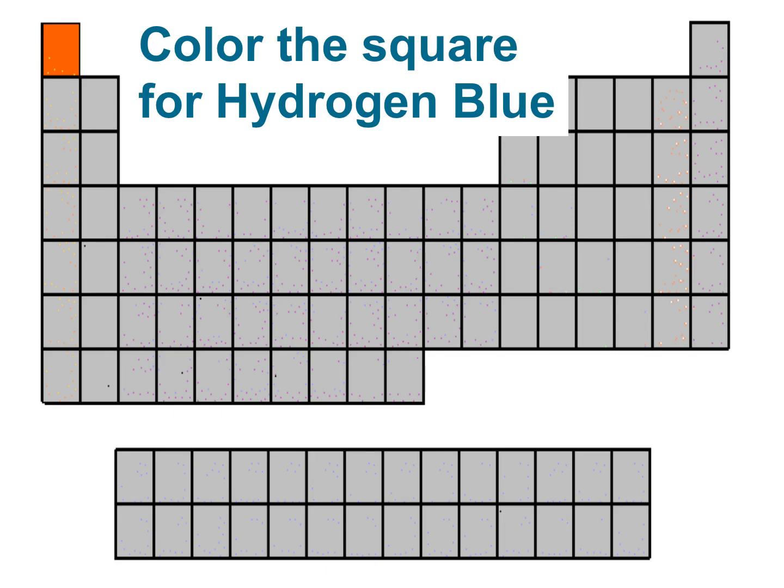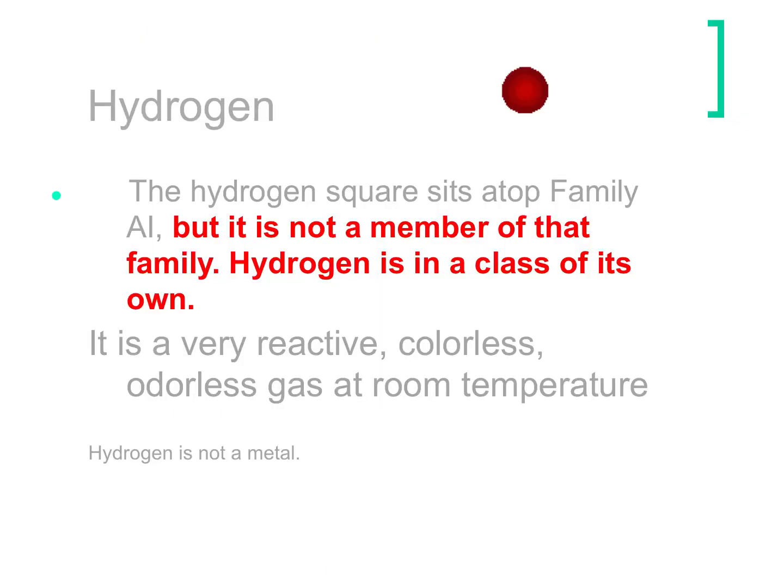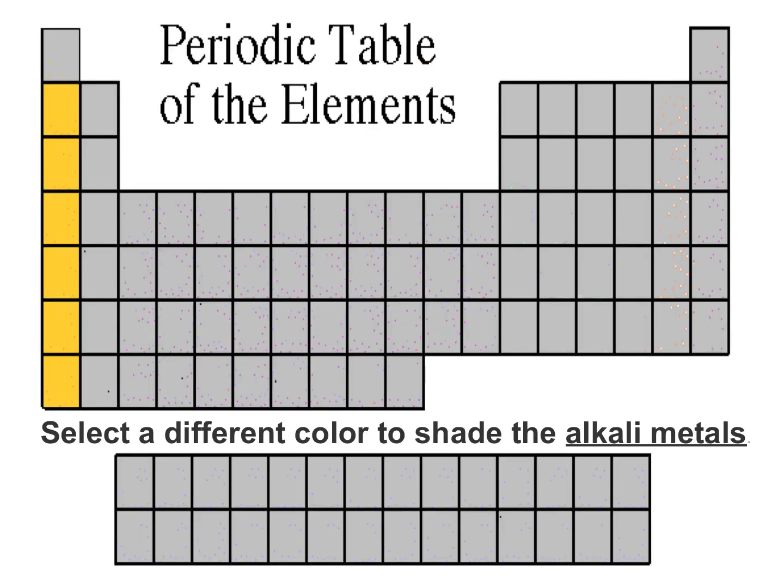We're going to give hydrogen a blue color, and it'll be separate from the ones around it because it is its own unique thing. It's not a metal, even though it resides over there. And you'll learn later why it's there. The rest of column 1 is a family we call the alkali metals. So we refer to group 1 as hydrogen and the alkali metals.